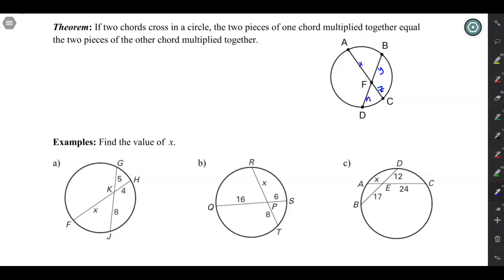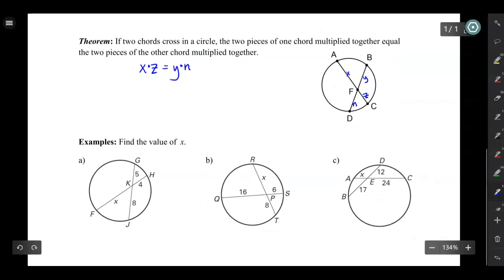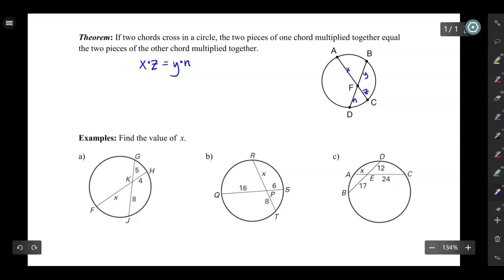Okay, so what this theorem says is that if I multiply the two pieces of one chord together, so like X times Z, those are the two pieces of the first chord, that's going to equal the two pieces of the other chord multiplied together, so Y times N. So let's go ahead and talk about how we would use this theorem to solve for some missing lengths.